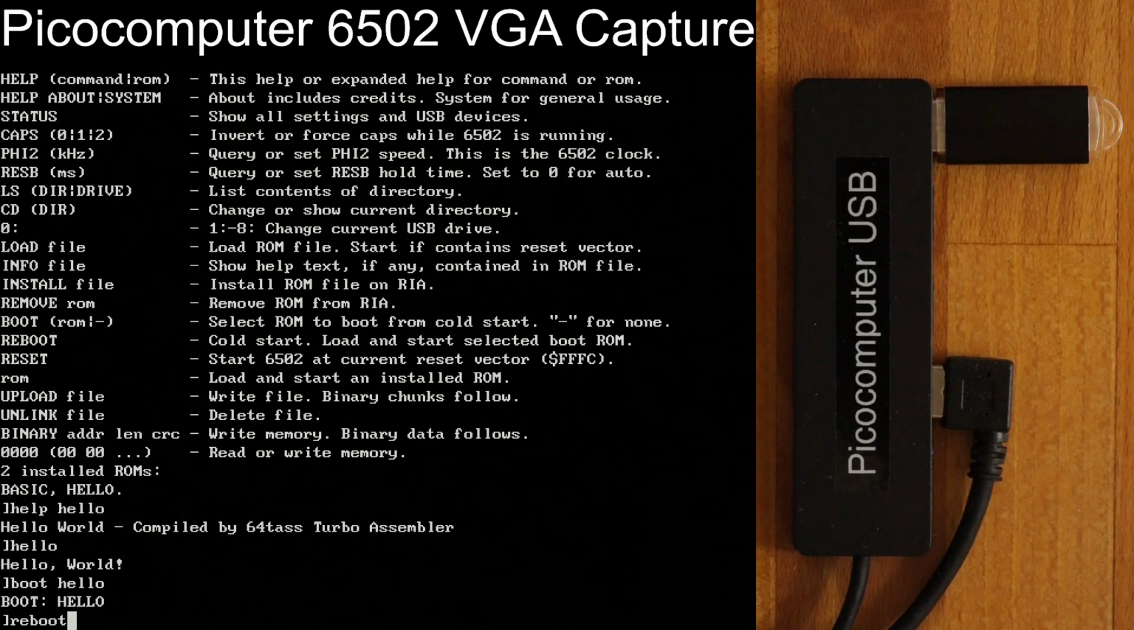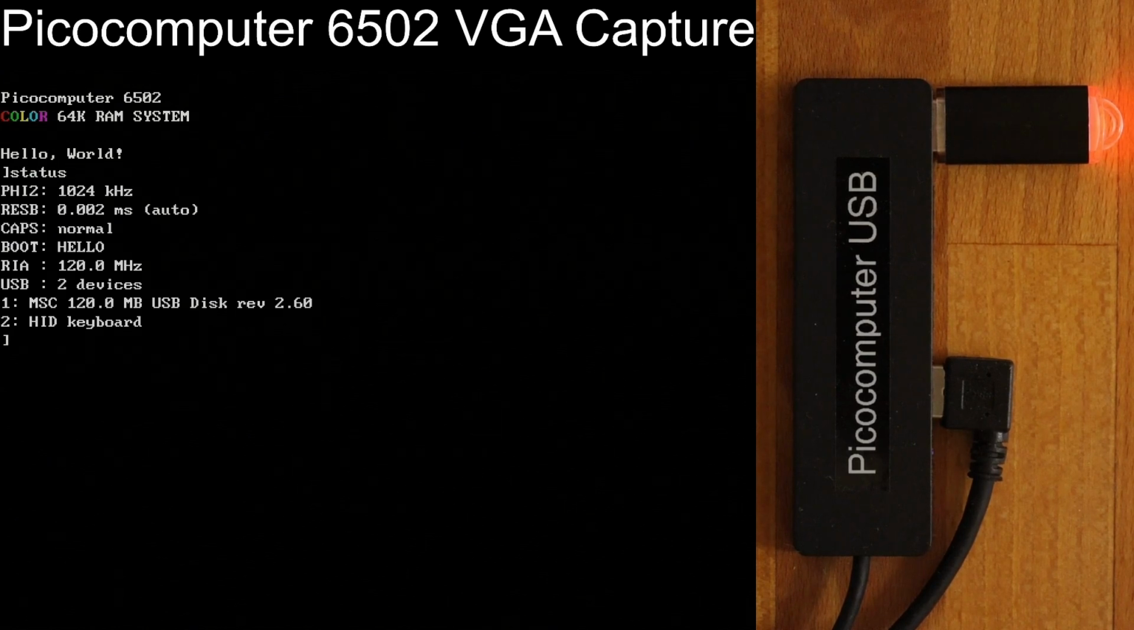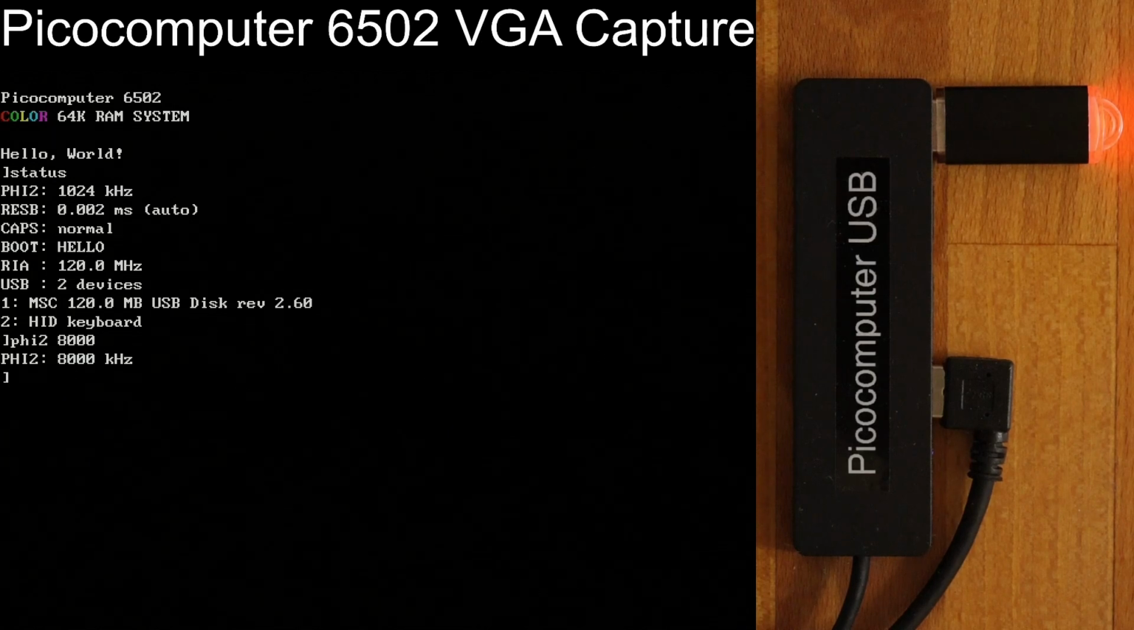Okay, but there's more. Status shows us all the settings. Oh, I've been demoing everything at 1 megahertz. We can go faster, of course. Better get out that manual and change those dip switches. Of course not. Just change what you want right here. It takes effect immediately and is saved automatically. If you're not sure about something, ask the help system.